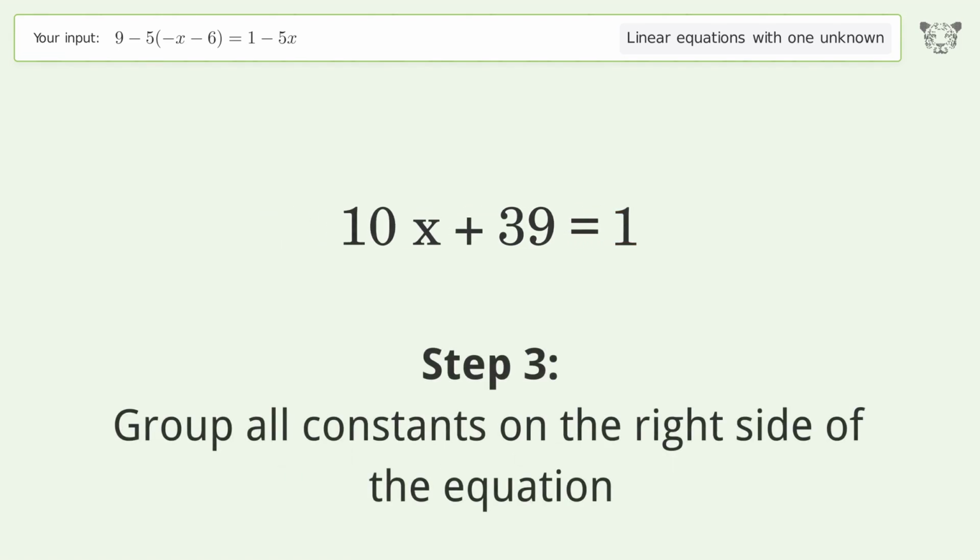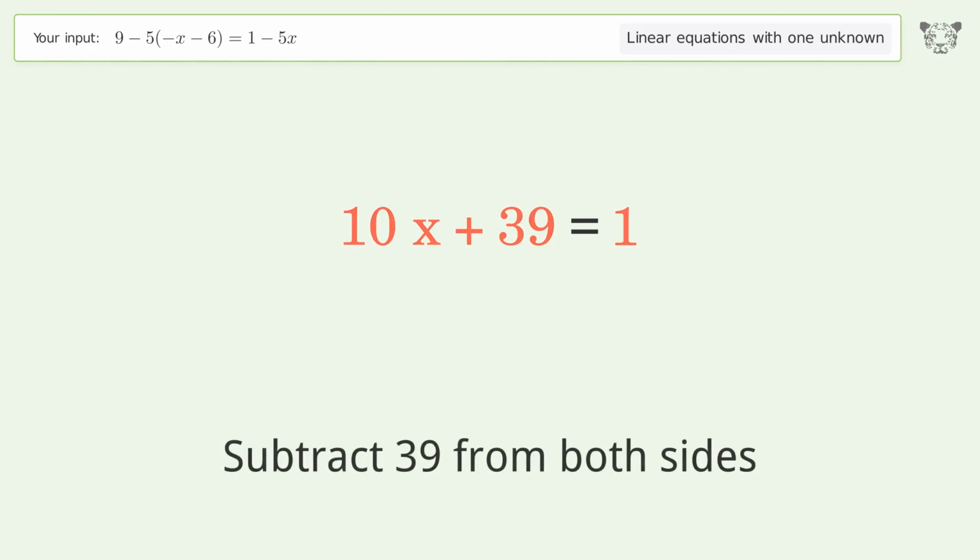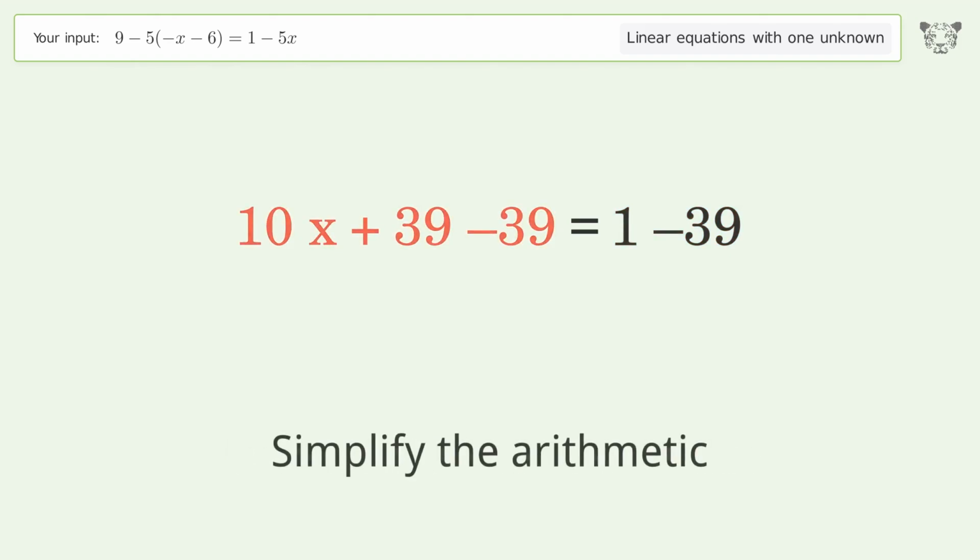Group all constants on the right side of the equation. Subtract 39 from both sides. Simplify the arithmetic.